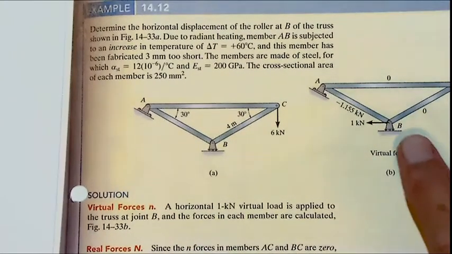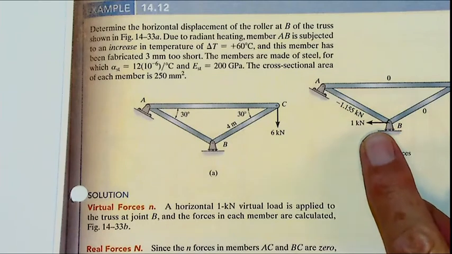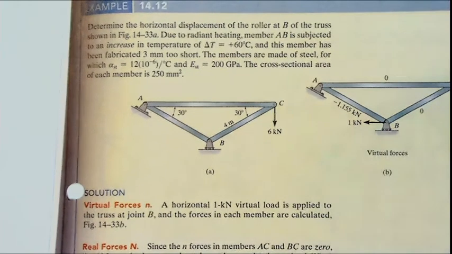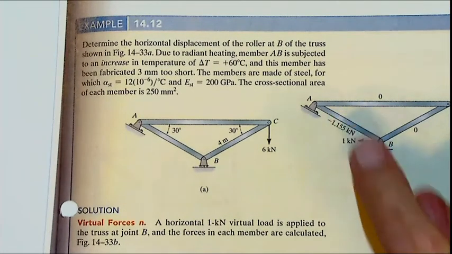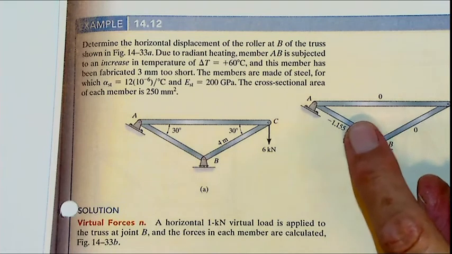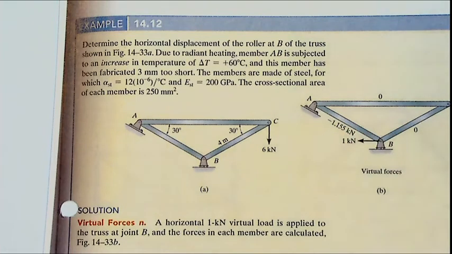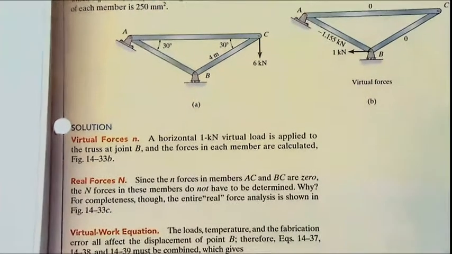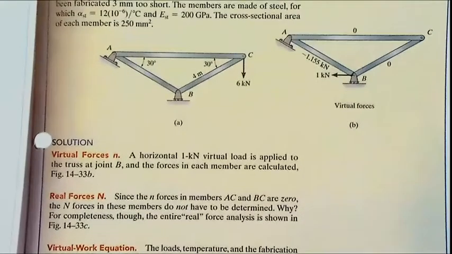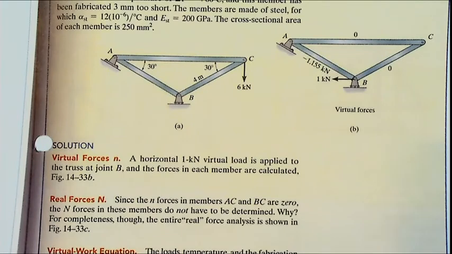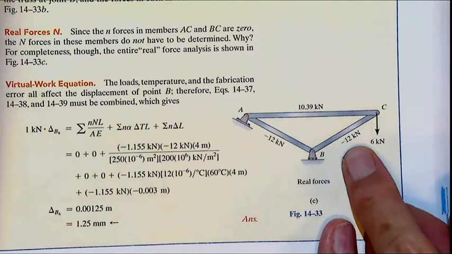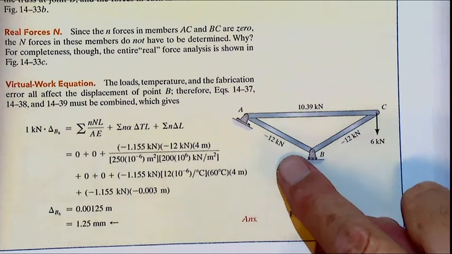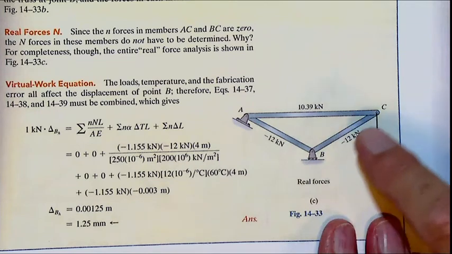Okay, so virtual force, I'm applying this load, 1 kilonewton. Then these two are zero members. This one is not a zero member because it is minus 1.155 kilonewtons. It depends on the angles, etc. Now real force, so I can also find the loads here. That is 6 kilonewton. Here is minus 12, 10.39, minus 12. Okay, so I have all of this.